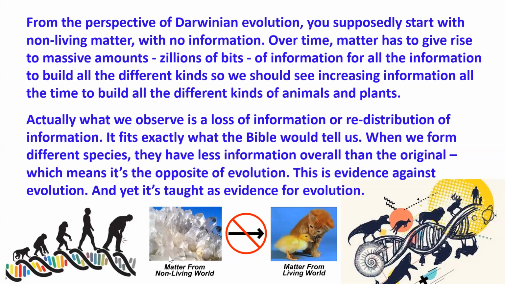So this picture at the bottom in the middle: matter from the non-living world cannot possibly turn into matter from the living world, because the genes do not have the information to produce life and then produce the different kinds of genes needed for different kinds of animals, whether it's a reptile with scales or birds with feathers and so on.